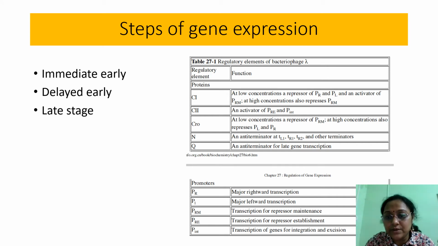Obviously those will be needed for the lysogenic cycle, because the viral DNA has to attach to the bacterial genome. For that we need integration and excision genes, and those genes are expressed from the promoter PINT. PRM is a promoter which expresses repressor maintenance proteins, and PRE is a promoter which expresses proteins for repressor establishment. So we need three promoters for lysogeny establishment, and two promoters for lytic cycle establishment.